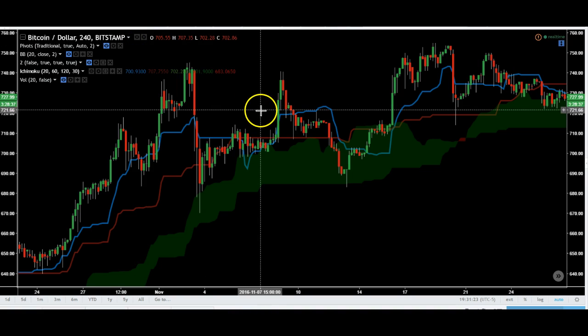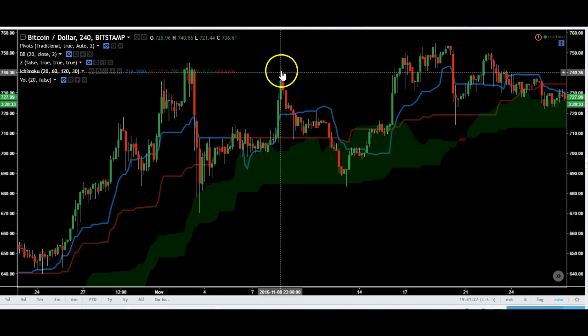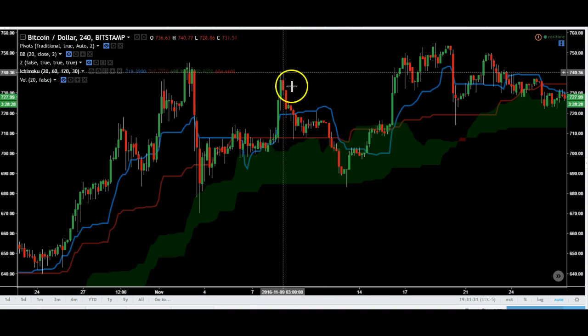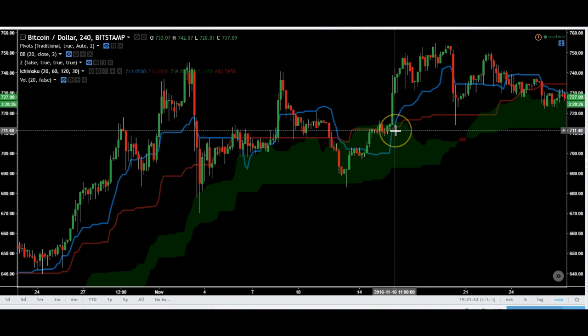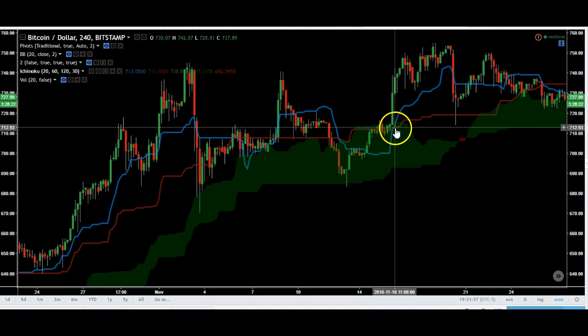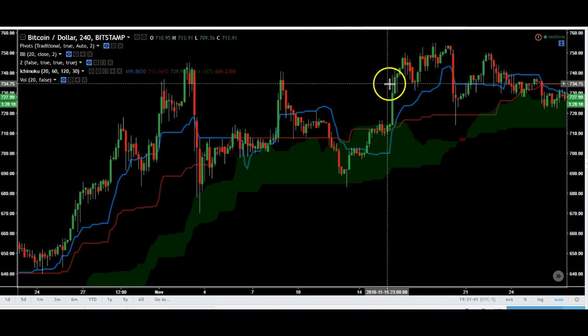However, that didn't really go anywhere. It kind of stalled out and just held previous resistance. Again, we have another TK cross, not above the cloud, but strong enough. Now this didn't happen until this candle, so again, not the greatest entry.